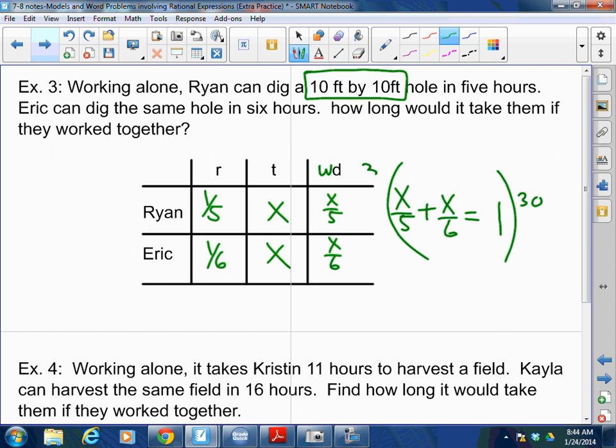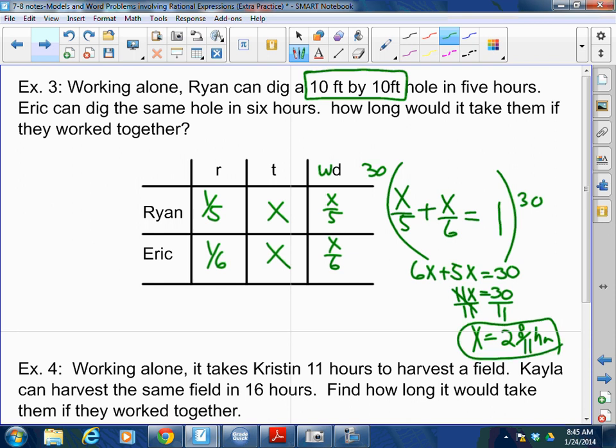Multiply everything by 30, to both sides. So I got 6x plus 5x equals 30, which is 11x equals 30, divided by 11 equals 2 and 8/11ths of an hour. Now, if I wanted to convert 8/11ths into minutes, I'd multiply it by 60, right? It's like half an hour. Half times 60 is 30 minutes. But that will be fine for our purposes.